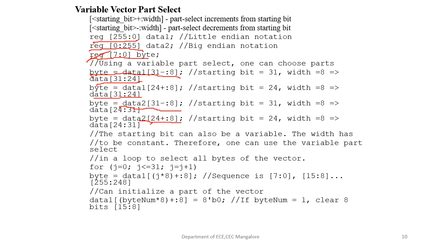Some examples: 255 is to 248, and the bit number sequence is generated like this, and 15 is to 8, like that. So the declaration will be done. This is the end of the vectors topic. Next class will continue with integer, real and time register data types.